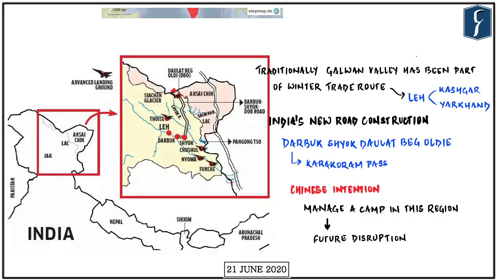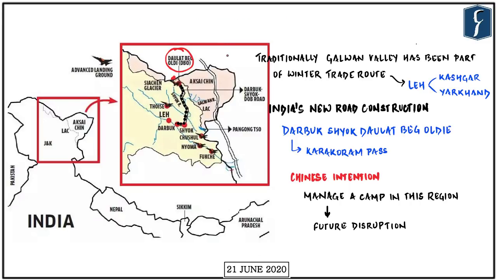And the nearest location to that is Daulat Beg Oldie, which is controlled by our country. But earlier, there was no road directly connecting Daulat Beg Oldie to Leh. And hence, the Government of India decided to construct the Darbuk-Shyok-Daulat Beg Oldie Road, which connects all these three locations. And in constructing such a road, India had full right to construct this road because, as you can see, the LAC lies over here.